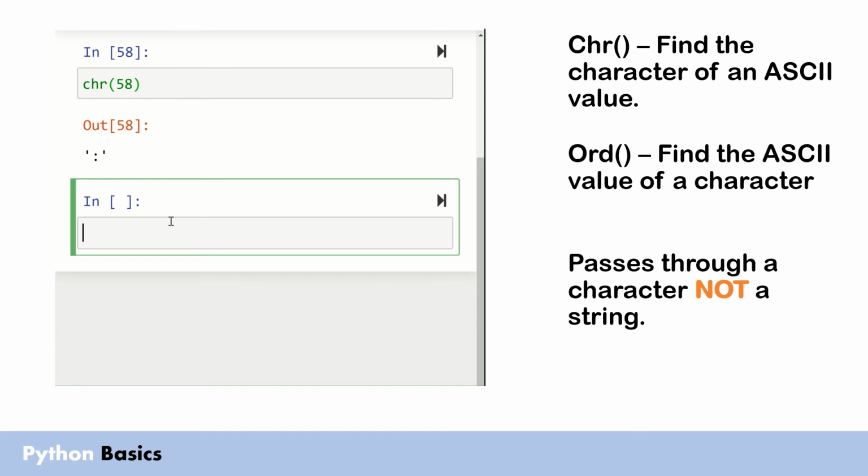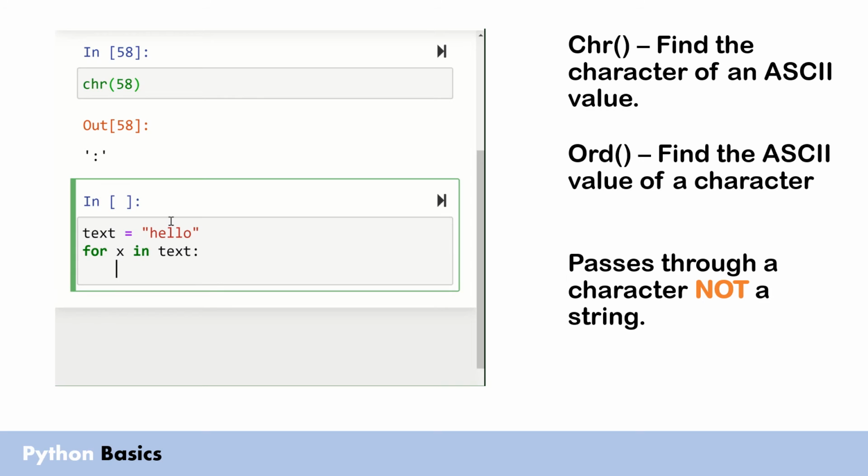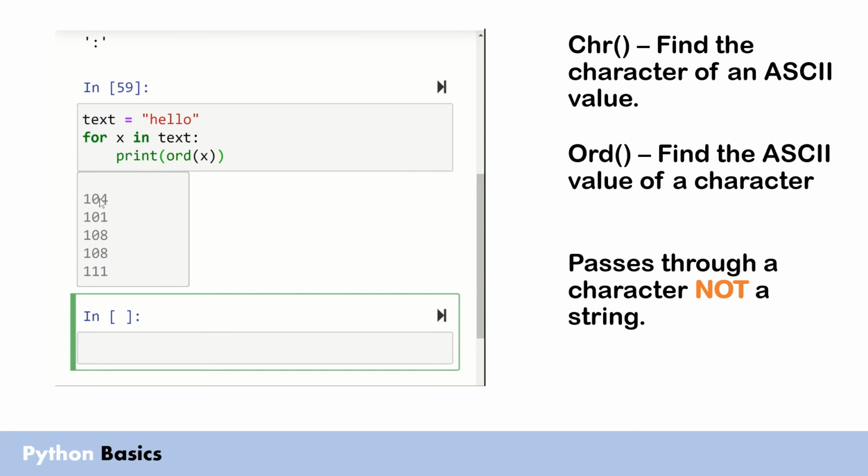I can mix this up with my loops as well. So, for example, let's say I've got some text, maybe the word hello. Then I might use a for loop to loop over it, and then I might go print ord of x and press run. And you see that gives me the ASCII value of each of those values.